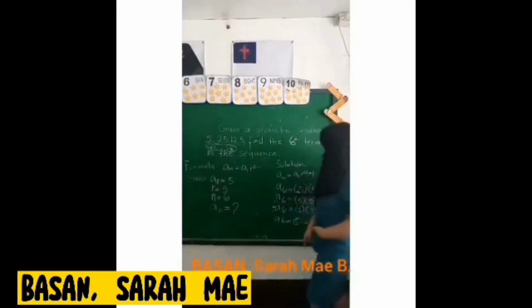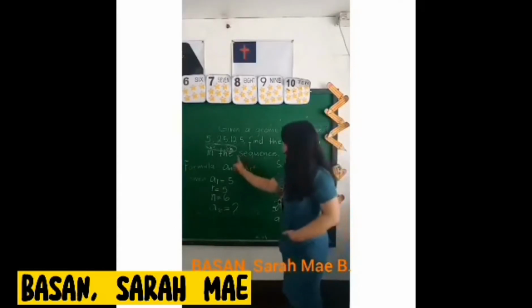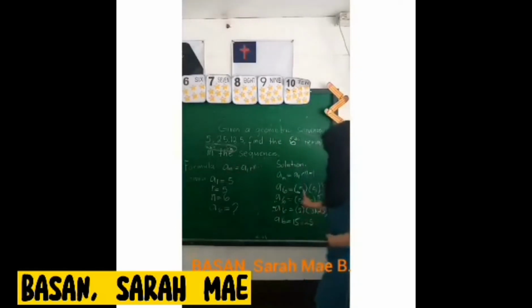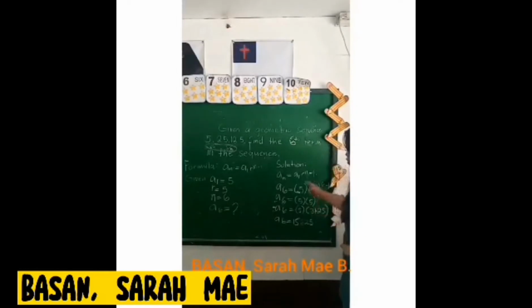So now let's proceed to the solution. The first thing that we do is to copy the formula. So a sub 6 equals 5 times 5 to the power of 6 minus 1, which is 5. So we need to multiply 5 by 5 five times: 5 times 5, another 5, another 5, another 5, another 5. So the answer is 3,125.